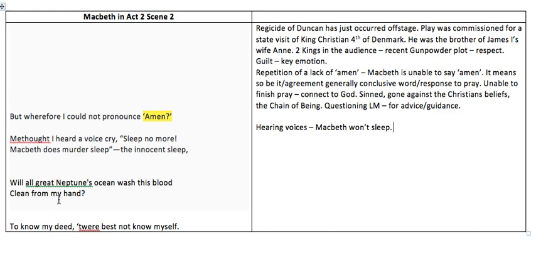Now we can look at that in a couple of ways. The use of "the innocent sleep," so we've got that personification of sleep being innocent. And that's important because if Macbeth can no longer sleep, the suggestion is therefore that he is no longer innocent.